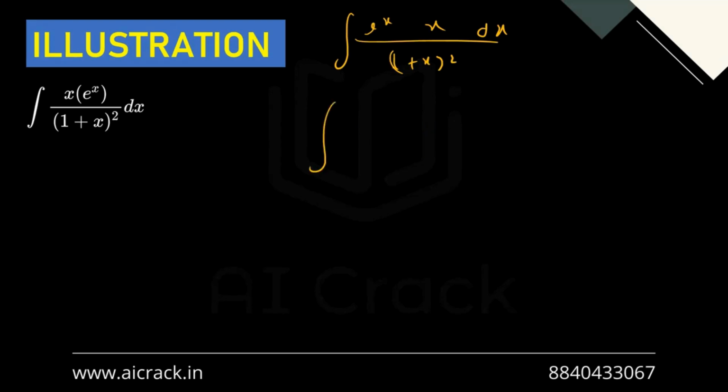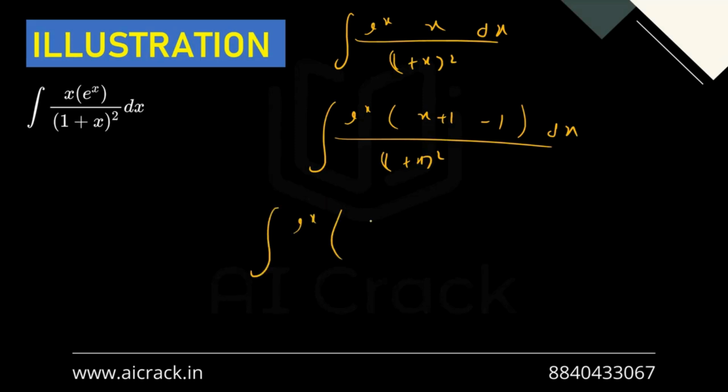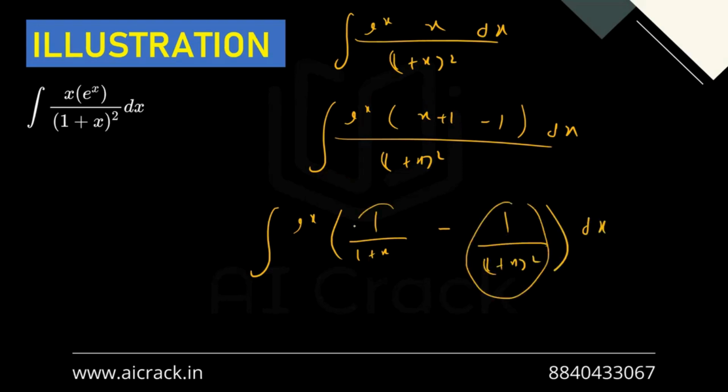Right. Now we have 1 plus x in the denominator. So let's do one thing. Let's add 1 and subtract 1 in the numerator. Okay. Now this actually becomes e raised power x [1 upon (1 plus x), basically this 1 and this power getting cancelled, minus 1 upon (1 plus x) whole square] dx. I can see that this function is the derivative of this function only.